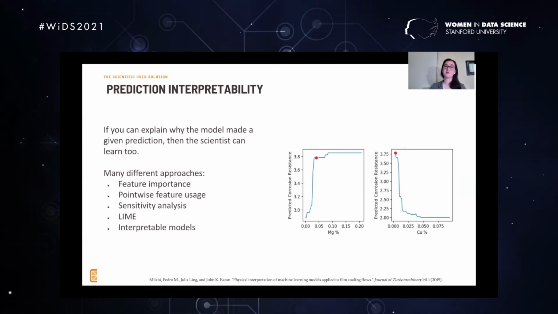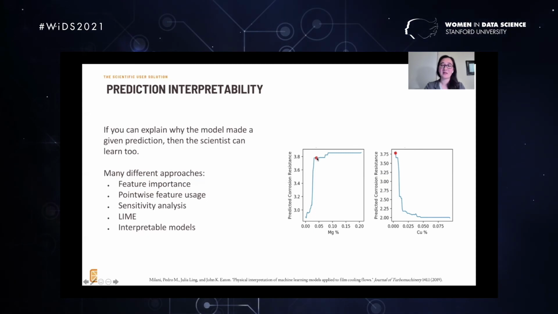There's many, many different approaches for prediction interpretability. I'm not going to go into all of them. There's been whole books written about model interpretability and prediction interpretability, and I highly encourage you to look into them because it's a really fascinating topic. I'll talk about one method that I'm particularly fond of on the right here, which is a sensitivity analysis.